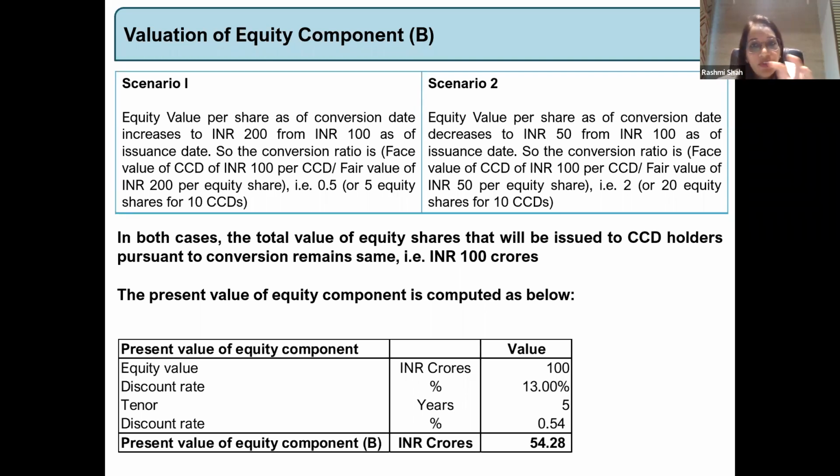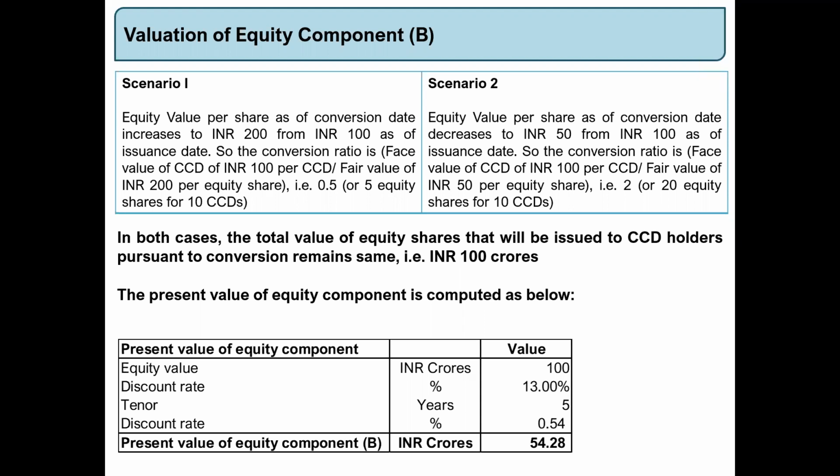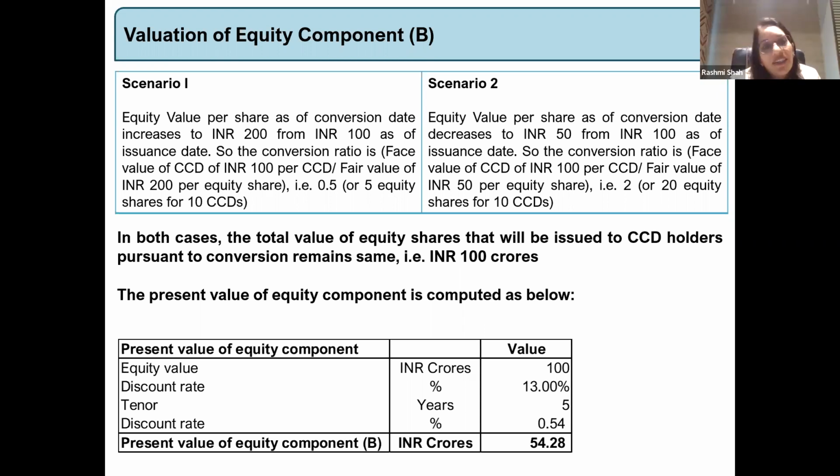So that is what I have tried to show here. We've built two scenarios. Say it increases to an X amount and it reduces to a Y amount. So at max, what will happen? My conversion ratio will change. In the first case, my conversion ratio is 5 shares for every 10 CCDs. So basically the number of shares will change, but the settlement amount would remain the same. Yes, that's right. The settlement amount remains the same.